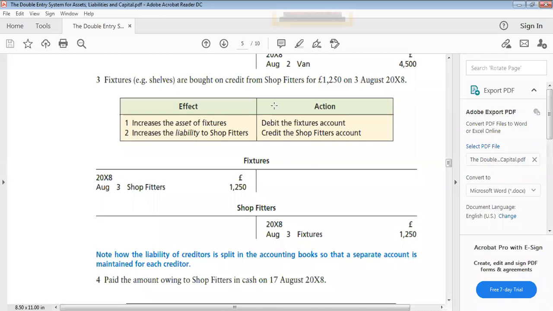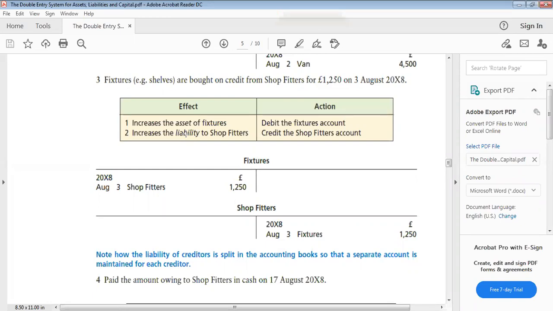A while ago, I paused recording and never resumed it. Go again. So fixtures are bought on credit from shop fitters for $1,250 on August 3, 2008. In this case, there's an increase in the asset of fixtures, so you debit the fixtures account. There's an increase in the liability to shop fitters that you have now, so you credit the shop fitters account.